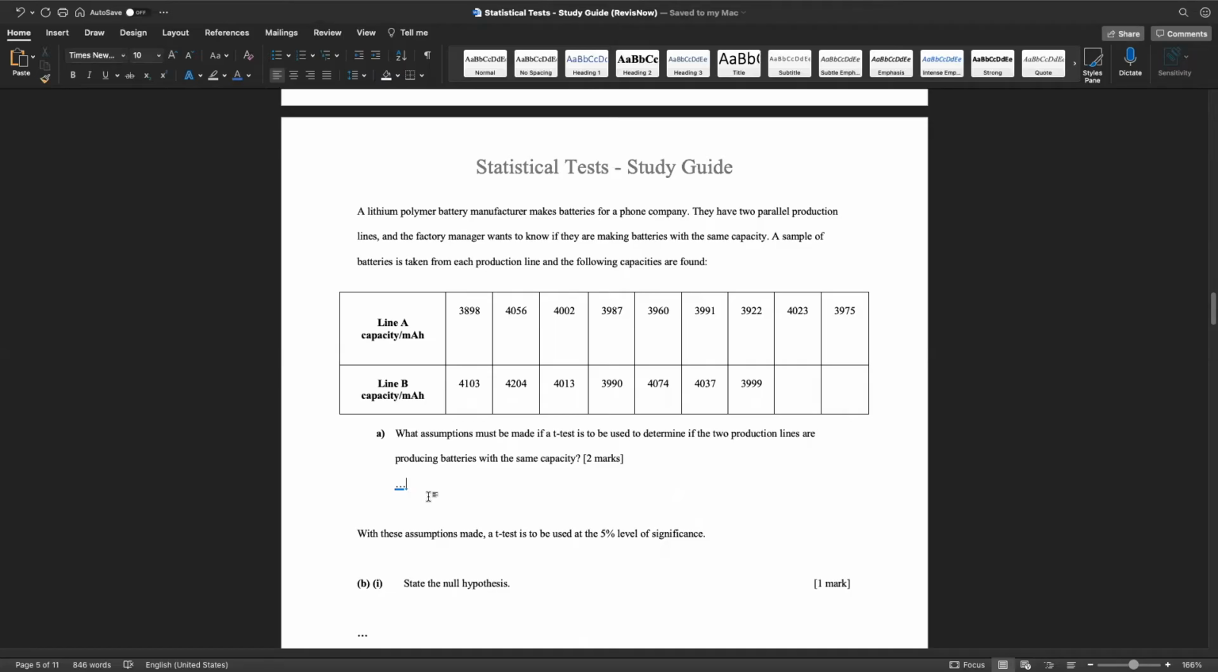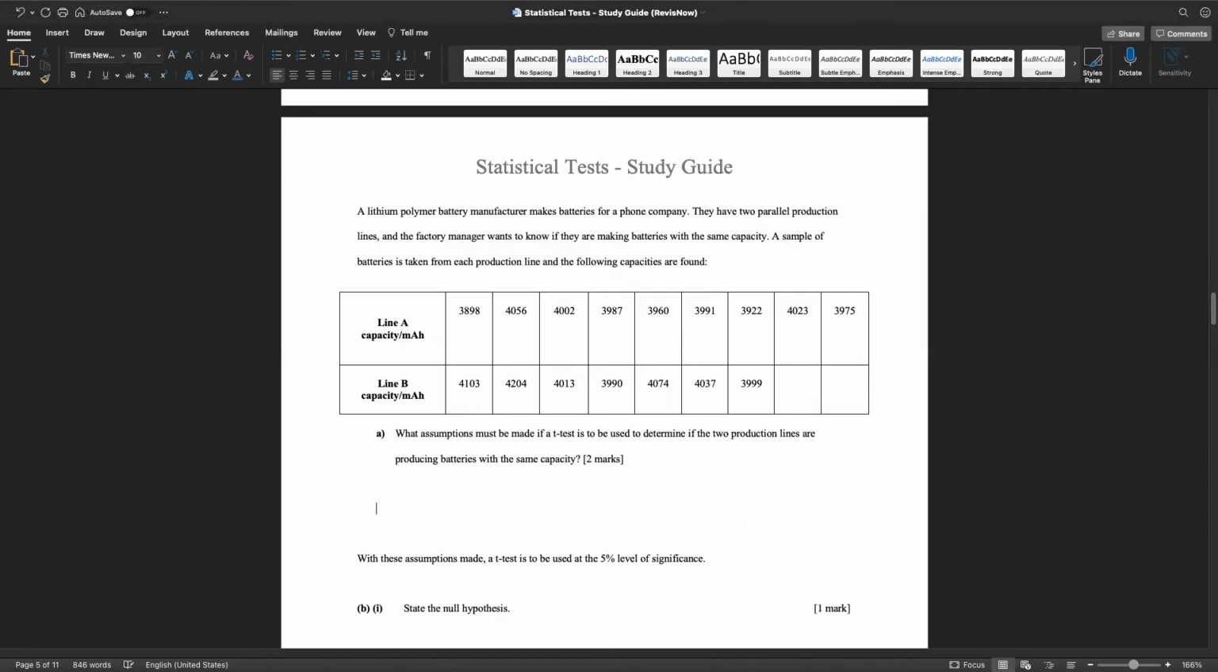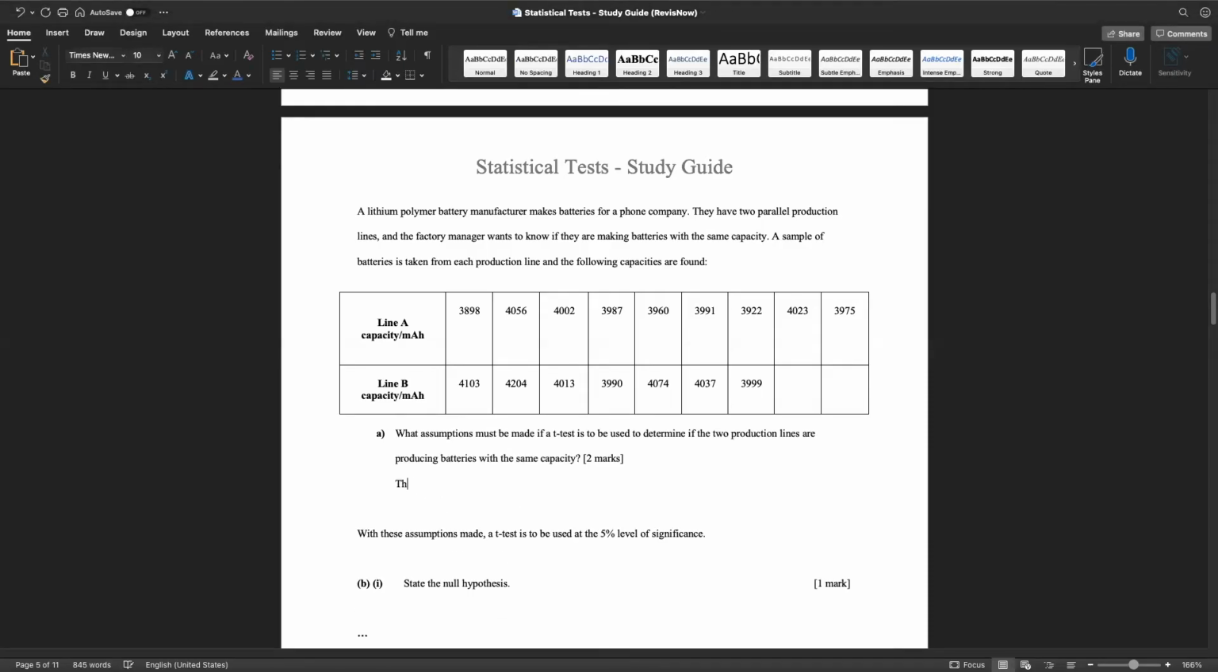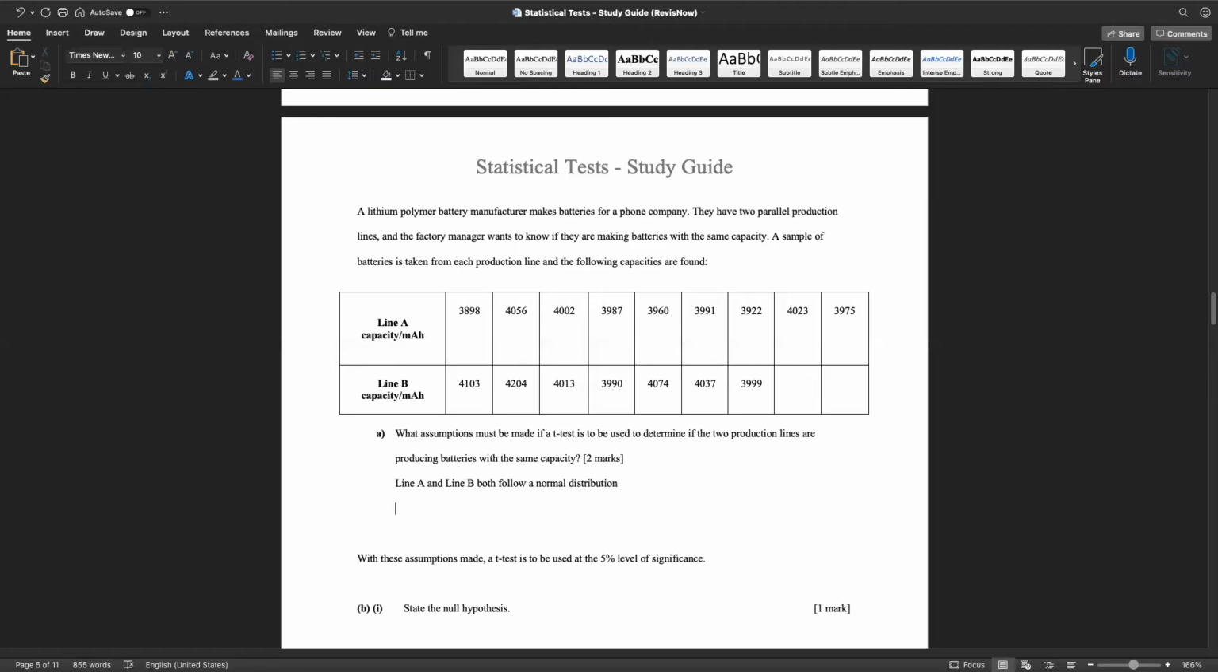So this, like I stated before, the two assumptions. The two assumptions would be: line A and line B both follow a normal distribution. And then the second assumption would be the variance of line A and line B are the same.